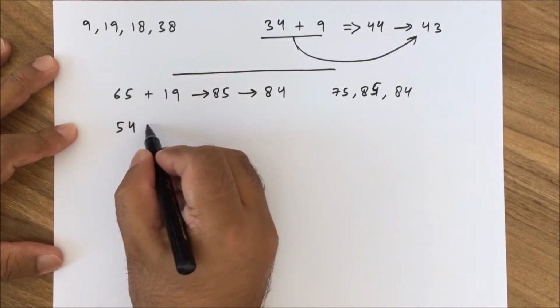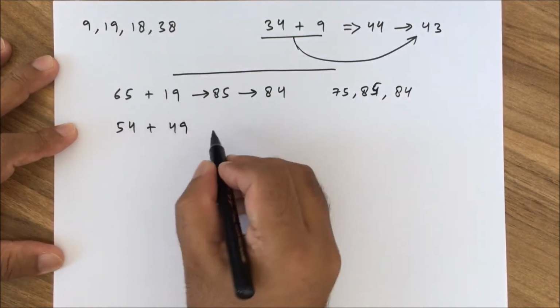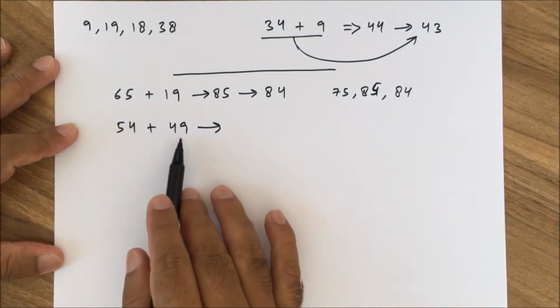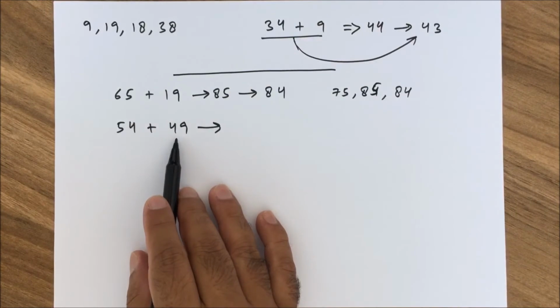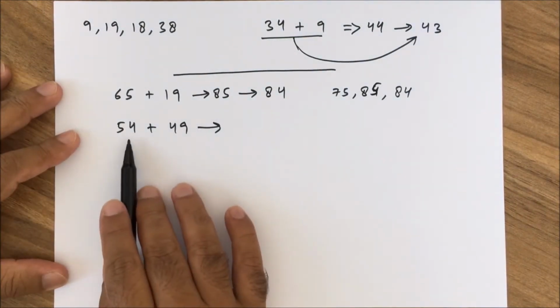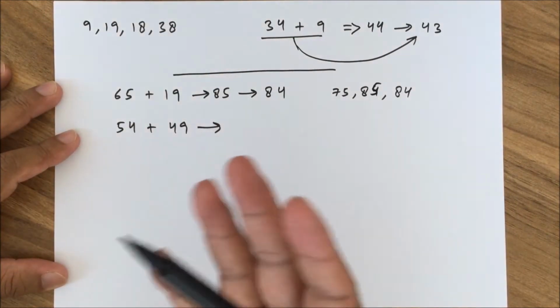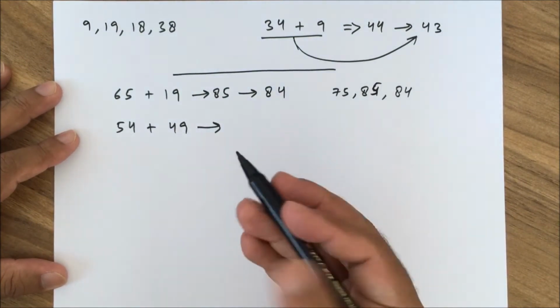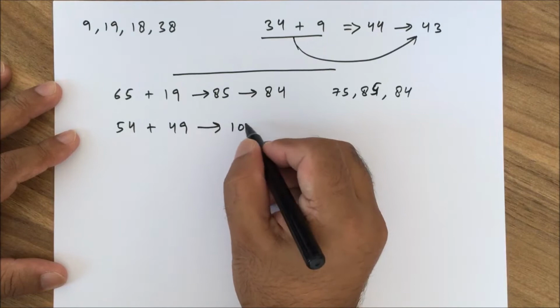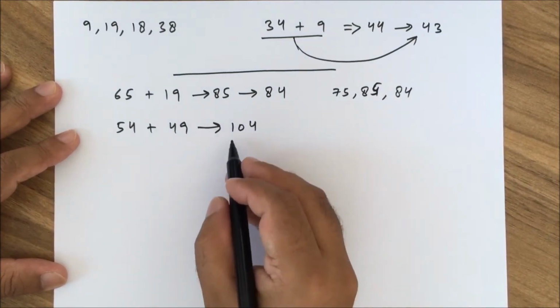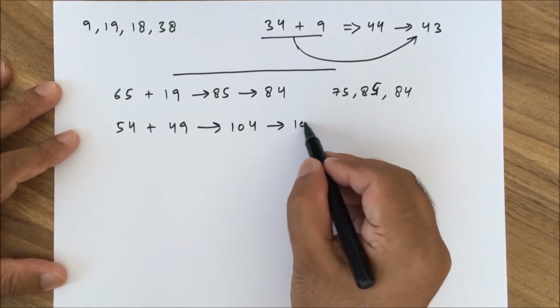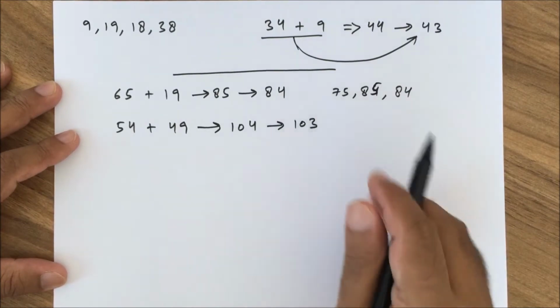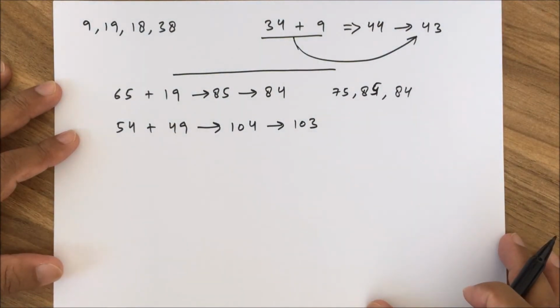So 54, let's say, plus 49 we want to do. You know 49 is actually near 50. So you will jump 5 times. This is 54, 64, 74, 84, 94, and 104. So you jumped 5 times and then take away 1. It will become 103. That's your answer.